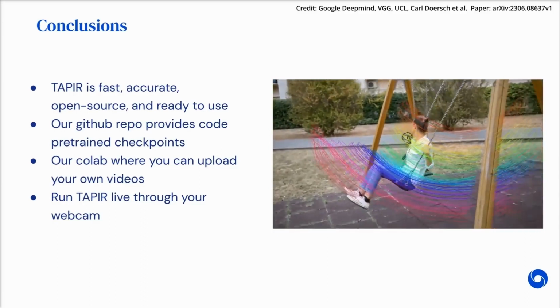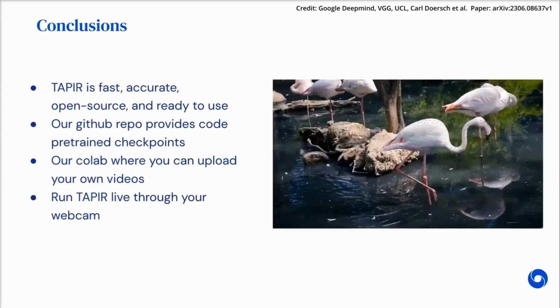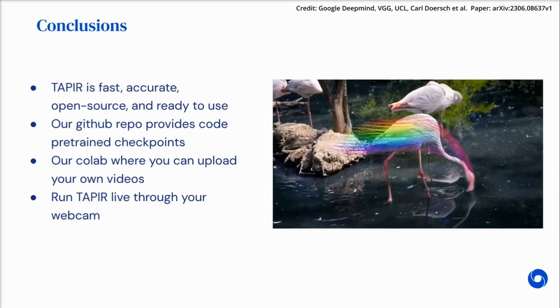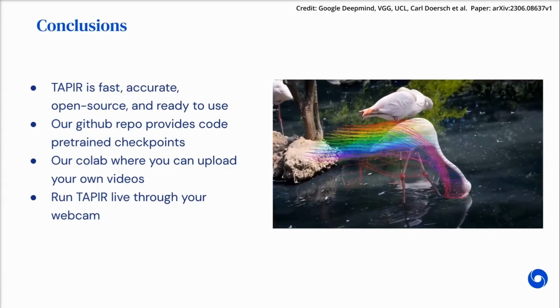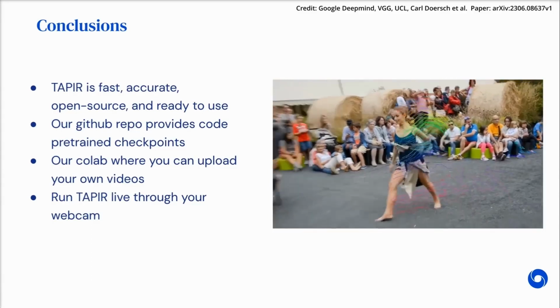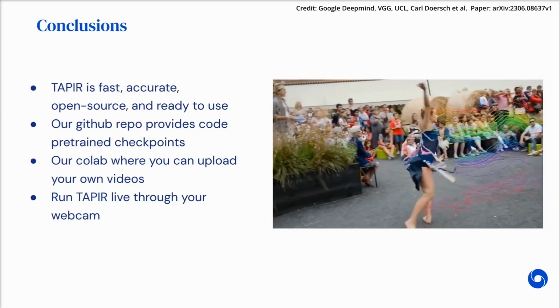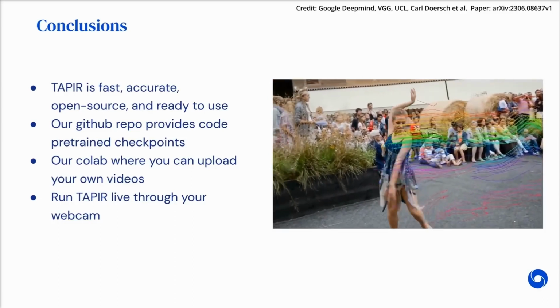It can accurately and precisely pinpoint any point in a video sequence. It can handle films of varied lengths and qualities and simultaneously track several points. Now, let's look at TAPIR's performance in certain benchmarks and demonstrations.